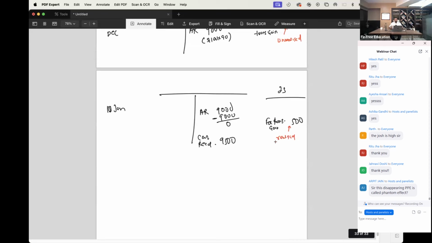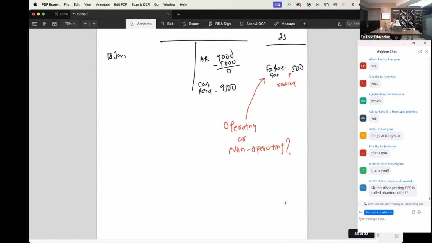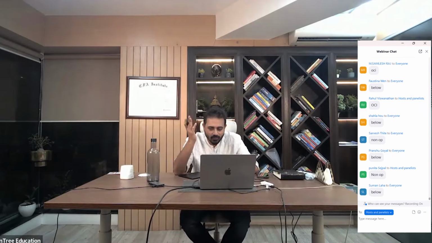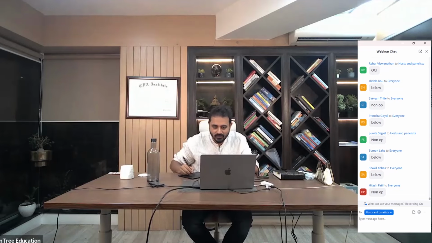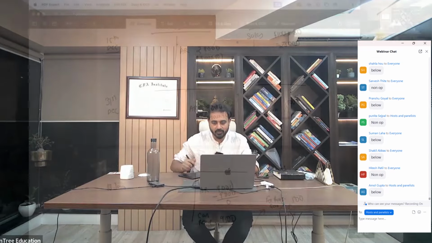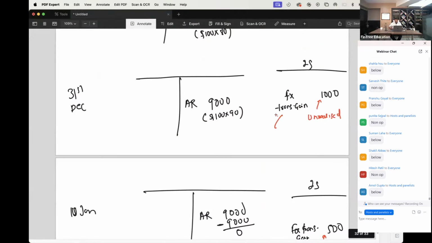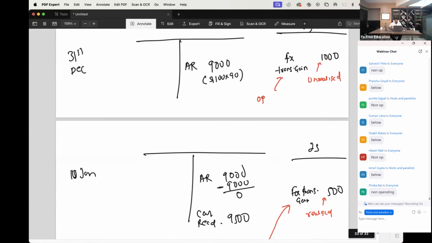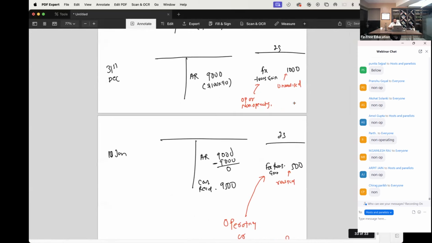Now, my question to you is this operating or non-operating item? That means, is this above EBIT or below EBIT? If you answer this, I'll be super. It's not OCI, it's an income statement. Why are you saying OCI? I've recorded that in income statement. My question to you is this FX gain in both the cases operating or non-operating? If it's operating, it's above EBIT. If it's non-operating, it's below EBIT. How many of you? Come on, I want each one of you to answer, operating or non-operating.